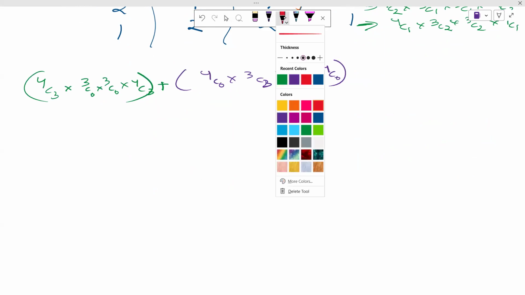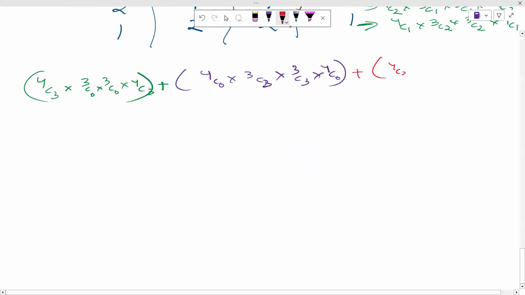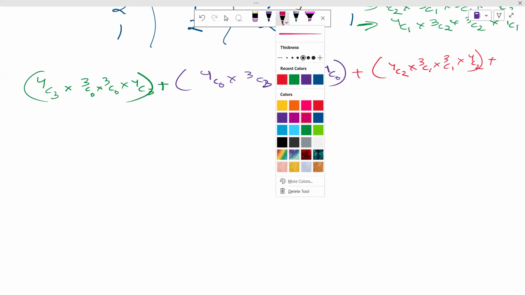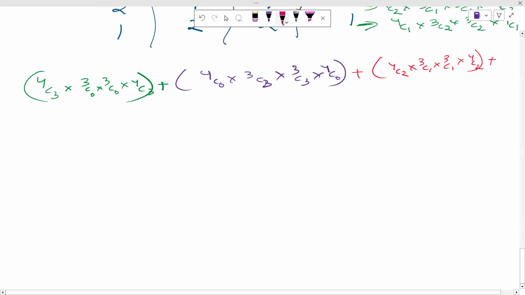So now, the next point. What is the next point? Here, I can say that 4C2 multiplied by 3C1 multiplied by 3C1 multiplied by 4C2. Now, the next part, the last one. Let me just write here. 4C1 multiplied by 3C2 multiplied by 3C2 multiplied by 4C1.